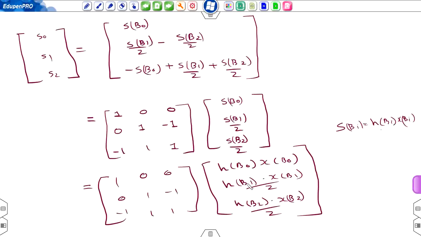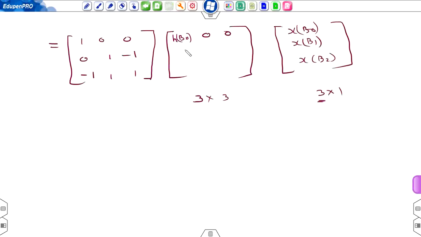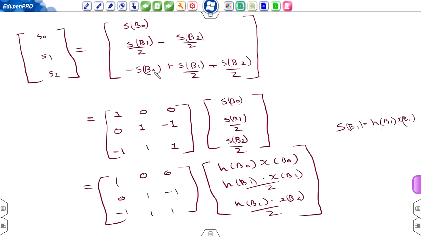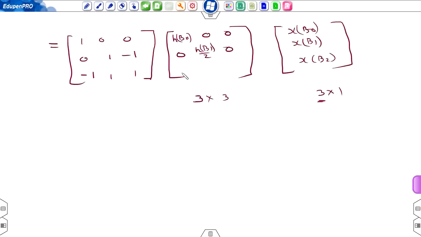This is h of beta 1 into x of beta 1 by 2. So x of beta 0 is not needed, so 0. x of beta 1 is needed, so h of beta 1 divided by 2 into x of beta 1. This is not needed, so put 0. And x of beta 2 into h of beta 2 is needed, so put 0 and 0 in the first and second columns, and at this point we have h of beta 2 divided by 2.